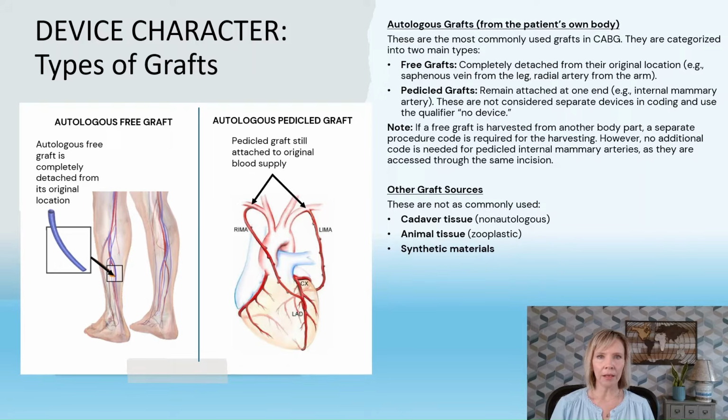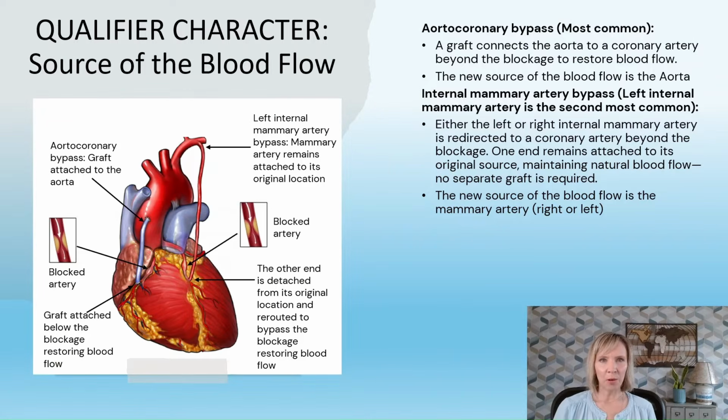Less commonly, grafts may come from other sources such as cadaver tissue, animal tissue, or synthetic materials. It's important to note that if a free graft is harvested from another body part, a separate procedure code is required for the harvesting. However, no additional code is needed for pedicled internal mammary arteries as they're accessed through the same incision.